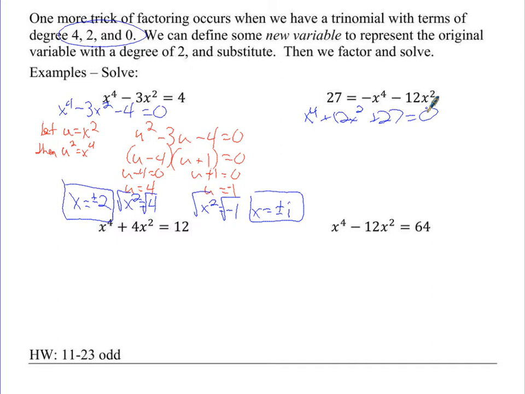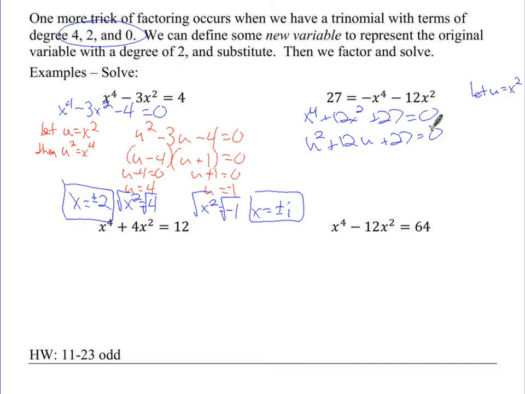Notice that I do have that form. X to the 4th, x squared, and then the constant. The degree is 4, 2, and 0. So I can do my u substitution. So what should I write? Let u equal x squared. As soon as I do that, then this turns into what? U squared plus 12u plus 27 equals 0.